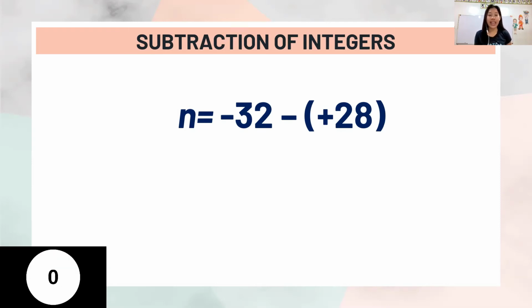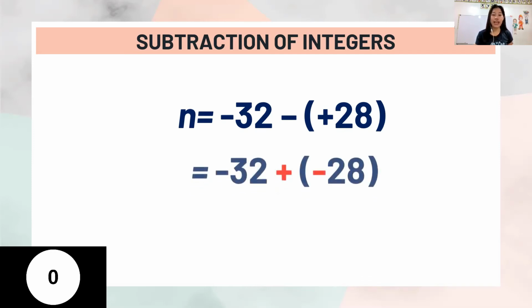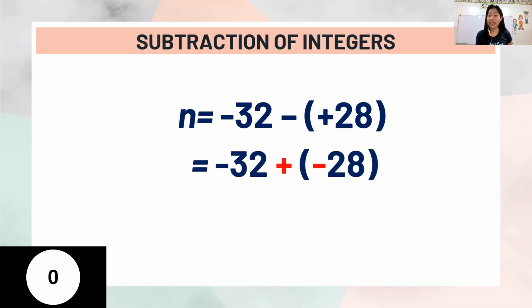Time is up again. N equals negative 32 minus the quantity of positive 28. This becomes negative 32 plus the quantity of negative 28. The subtraction sign became a positive sign, and the sign of the number after the operation sign was replaced with its opposite. From positive 28, that became negative 28.